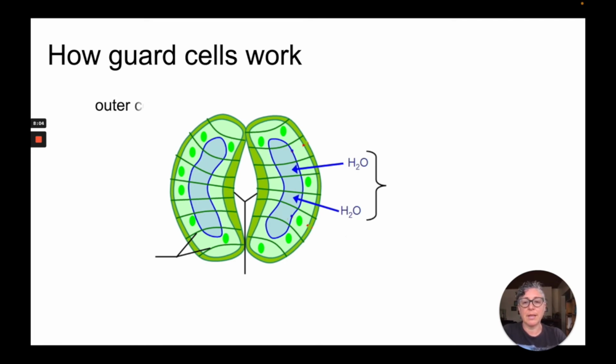The last thing we want to consider is how the guard cells work. So first of all, let's remind ourselves that it's a plant cell and there is an outer cell wall. The outer cell wall is thinner on the convex side, that is the side that bulges outward on the outside of the guard cells, compared to the layer of cell wall on the concave side. That is the inside where the stoma would be located.